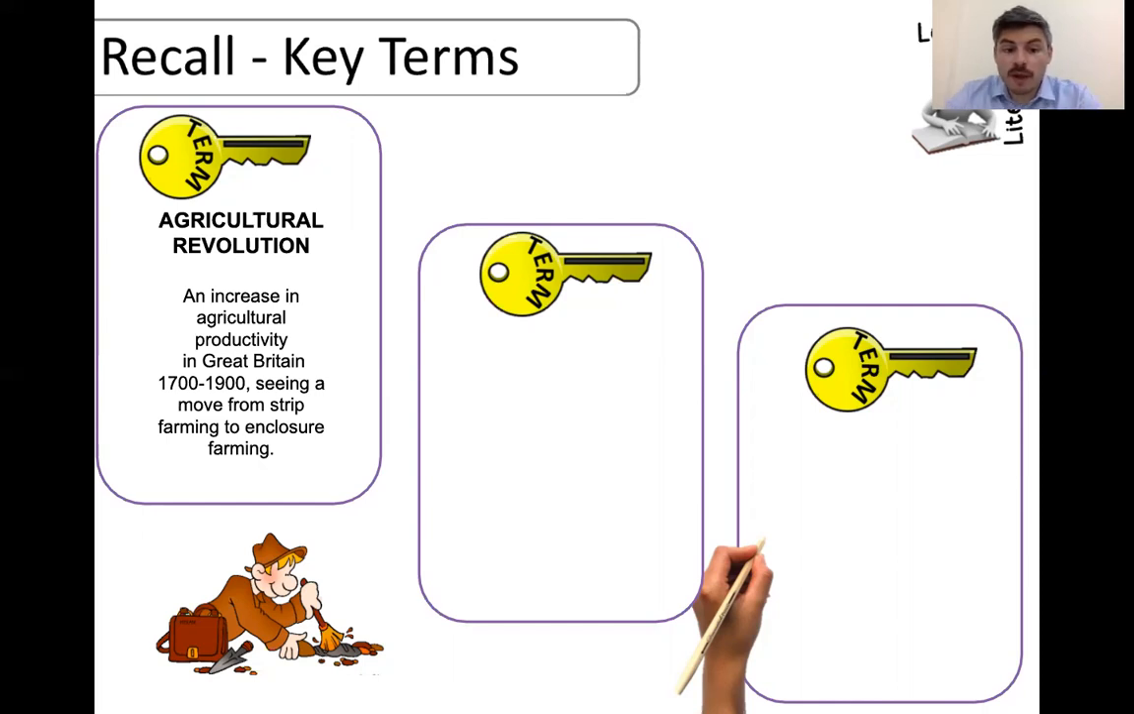And it moves from something called strip farming, which is where peasants were going to farm only a small strip of land, to enclosure farming, which is similar to what you would see today with big fields that are closed off. So if you got that correct, put a little tick. If not, please put the correct definition. Second, this might be something some of you will know, industrial revolution. So pause the video and please put your definition for industrial revolution.